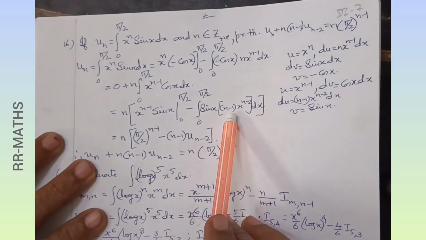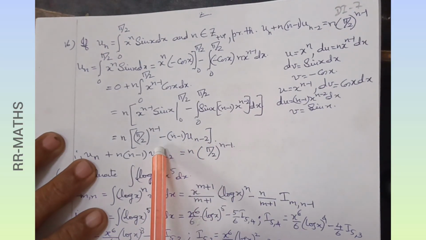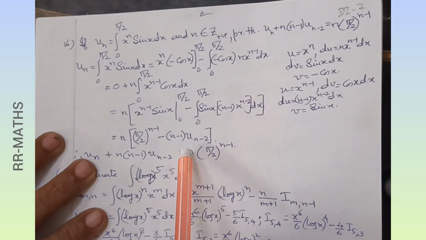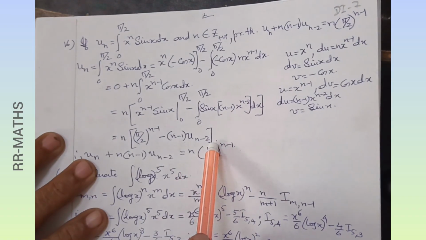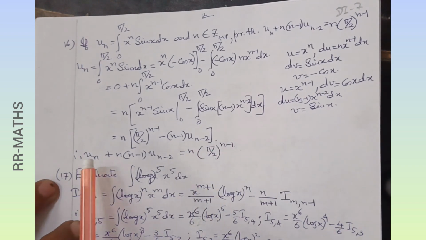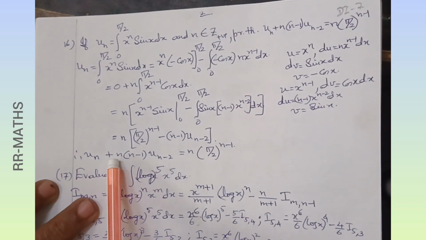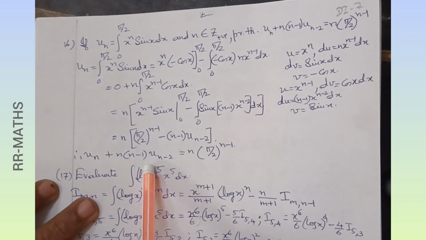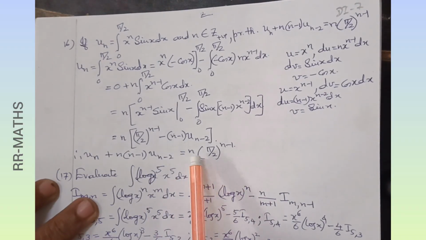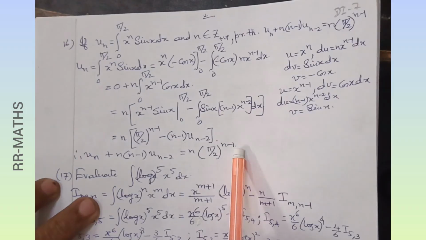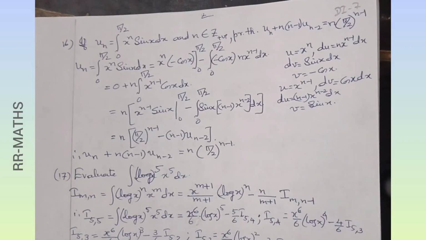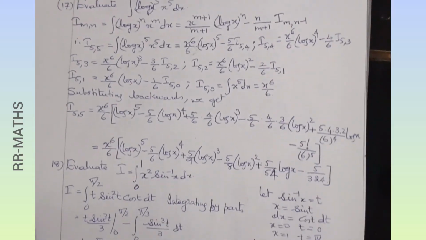And here you take out n minus 1 outside, so minus n minus 1 into, your integral can now be written as un minus 2. And so you bring this to your left hand side, you get un plus n into n minus 1 into un minus 2 is equal to n into pi by 2 whole to the power of n minus 1. That is the answer that you are asked to prove. We shall see the next problem.